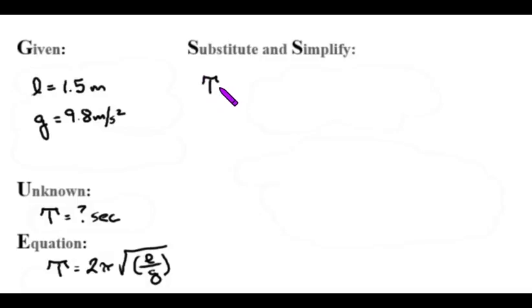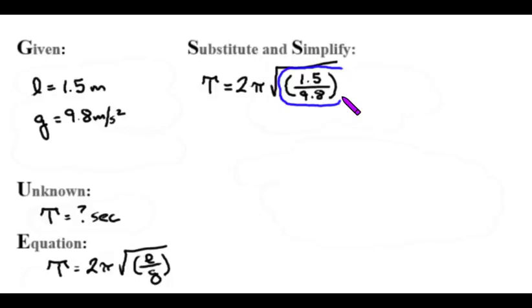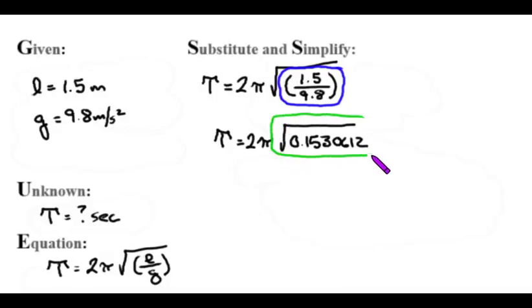So period equals 2 pi times the square root of, in this case, L is 1.5 meters divided by 9.8. I'm going to start with this mathematics first. Period equals 2 pi times the square root of 0.1530612. Next, I will solve that.